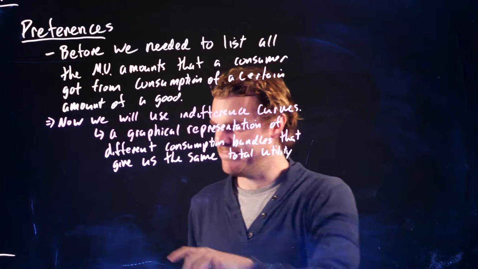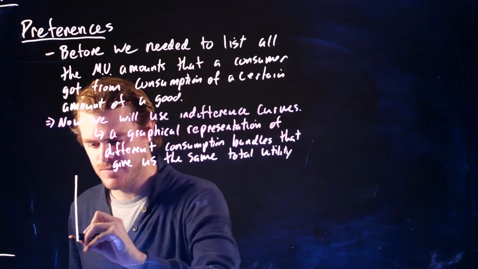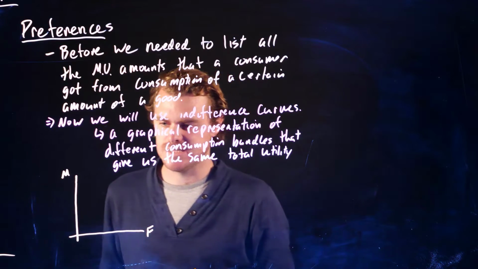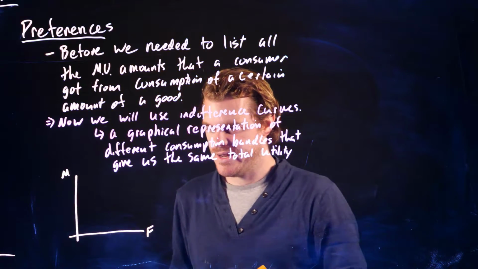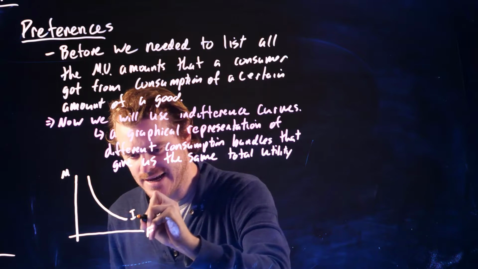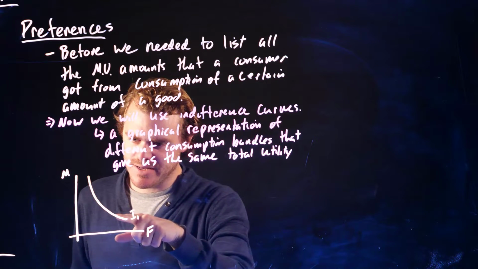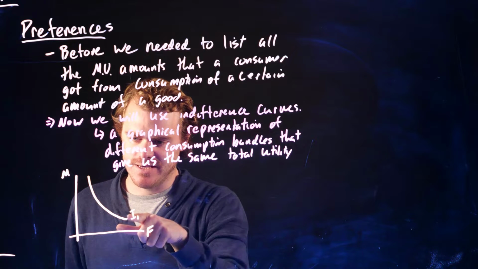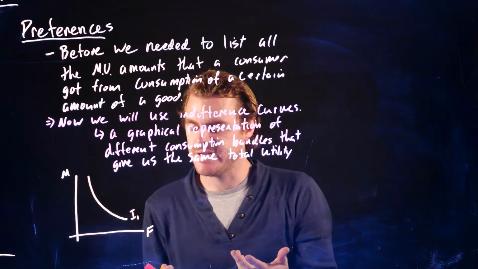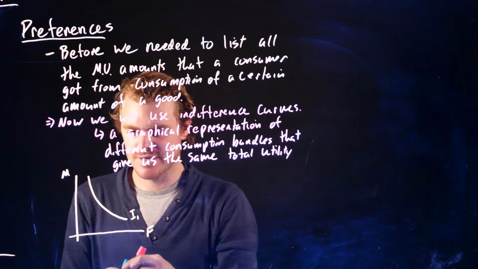Hopefully we'll be able to see a small graphical representation of what that looks like down here. So again, let's put mangoes and fish on the two axes. Let's just continue that example. An indifference curve, let's say, looks like this, and we're going to label it I1 for indifference curve 1. Any combination of goods along this line gives this consumer the same total utility. They're called indifference curves because consumers are indifferent between consuming any different combination along this line.